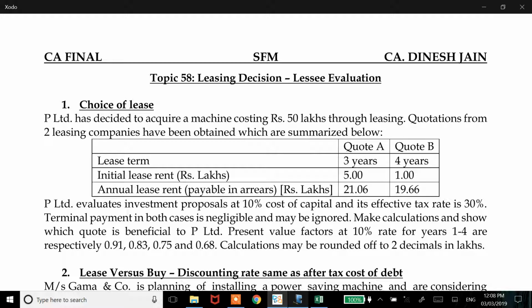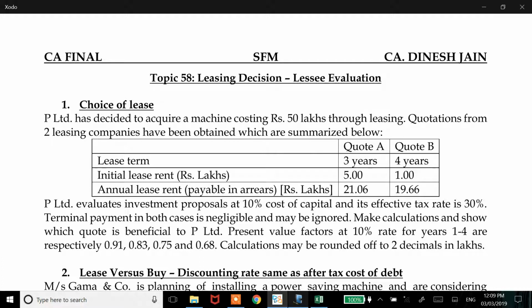P Limited has decided to acquire a machine costing 50 lakhs through leasing. Quotations from 2 leasing companies have been obtained, which are summarized below. Quote A, quote B, lease term, initial lease rent, annual lease rent. P Limited evaluates investment proposal at 10% cost of capital, effective tax rate is 30%. Terminal payment is negligible. Make calculation and show which is beneficial to P Limited.